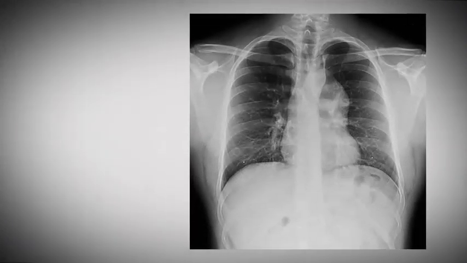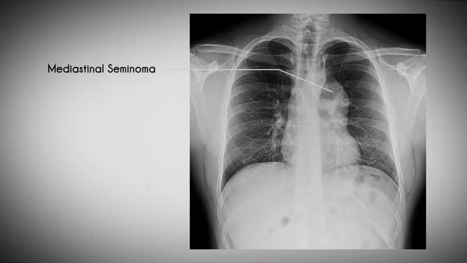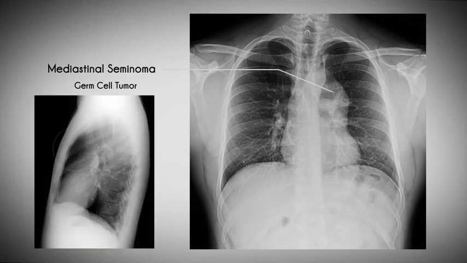When looking at the cross-sectional CT imaging, the expected lesion is found to be an anterior mediastinal mass. This is a mediastinal seminoma, which, like the teratoma, is a type of germ cell tumor. Both kinds of germ cell tumors may present in the retrosternal space in the anterior mediastinum.